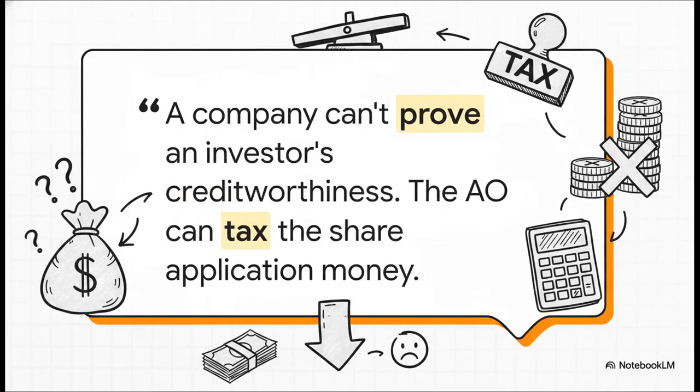Let's take a classic example. Say a company gets 10 lakh rupees as share application money, but they can't really prove that the investor is creditworthy or that the transaction is genuine. If the company's explanation just doesn't hold up, the AO has the full power to treat that entire 10 lakh as the company's income for the year. The impact is direct and it's immediate.